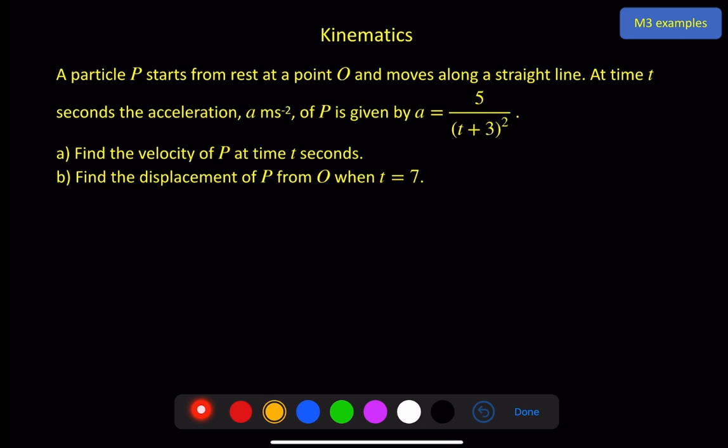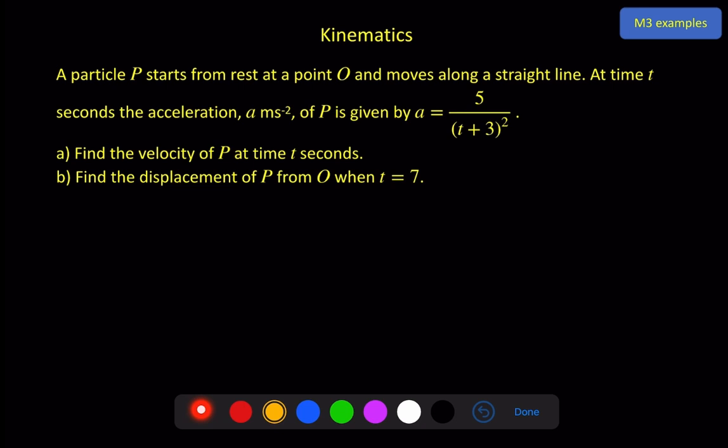A particle P starts from rest at a point O and moves along a straight line. At time t seconds, the acceleration of P is given by this. Find the velocity of P at time t seconds.